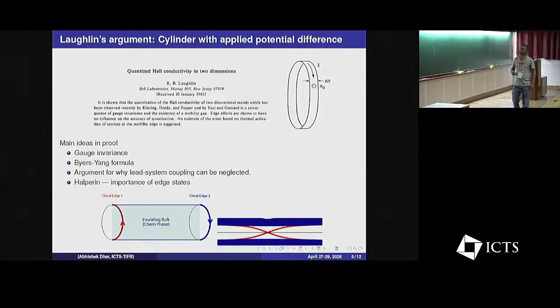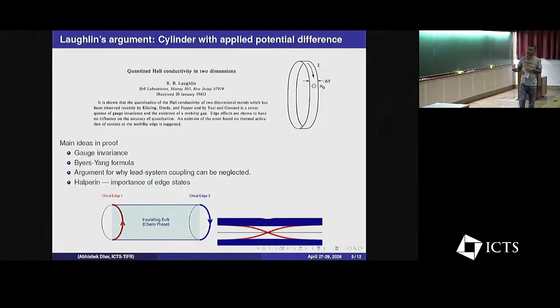And what he argued in this paper is that if you take delta V by I, that's exactly quantized. The main ideas in his proof are based on gauge invariance and something called the Byers-Yang formula. And he also showed why, when you take this sample and connect it to leads, you have to apply this voltage difference, you have to put leads.